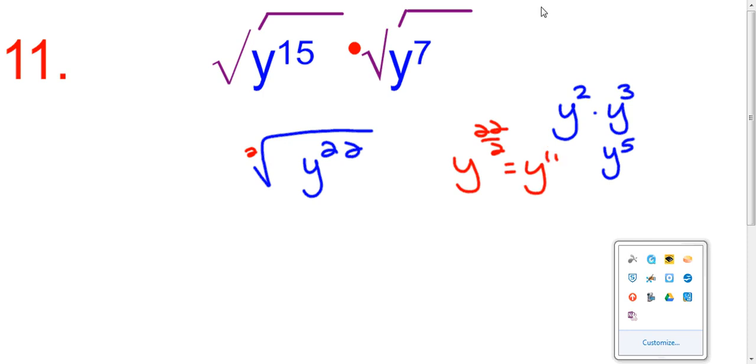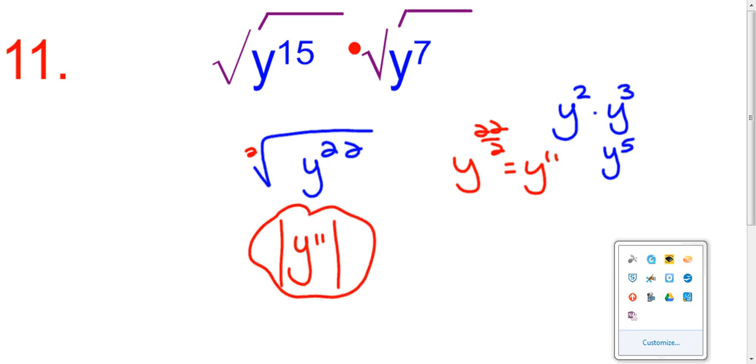I did end up with an odd exponent on an even index, so I will go ahead and put that in absolute value. Okay, so that would be my final answer there.